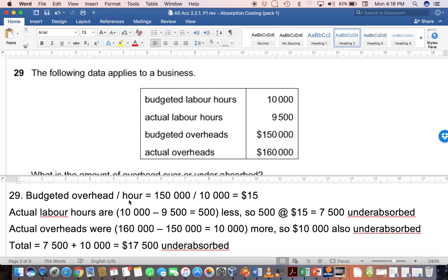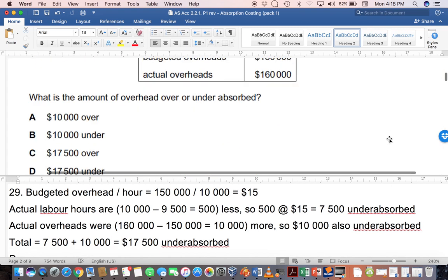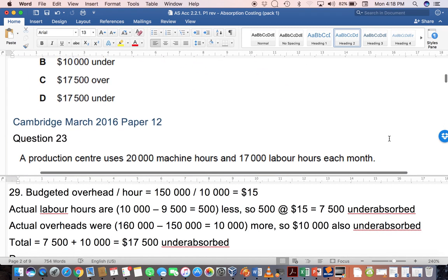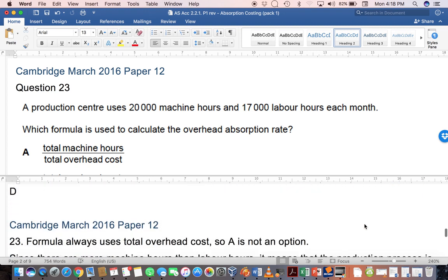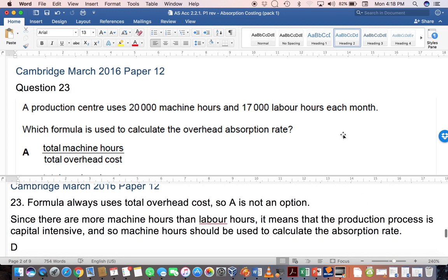The actual overheads, because it's overheads divided by hours, if overheads is higher, again, the rate should have been higher, and therefore it was under-absorbed. Let's have a look now at the next question that comes from Cambridge, March 2016, paper 1-2, question 23.